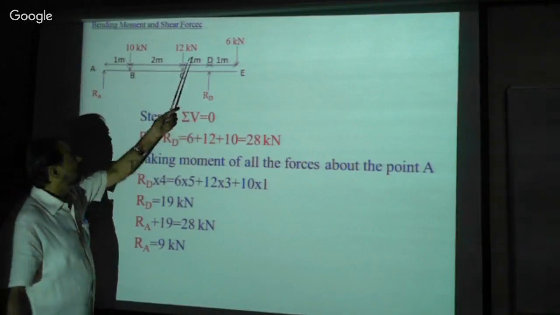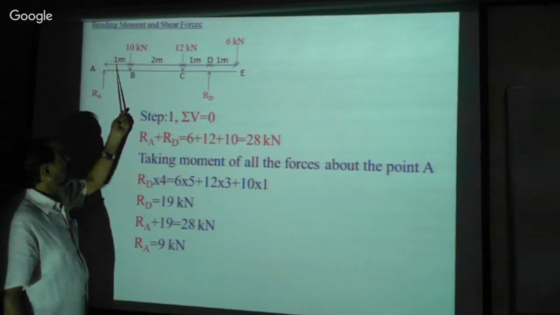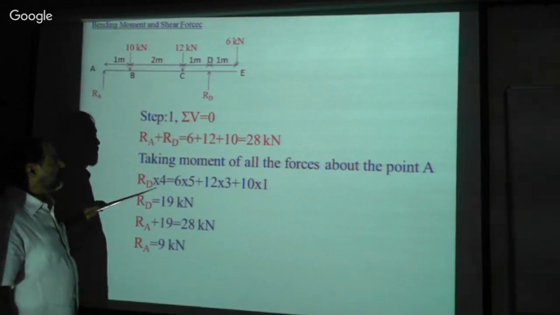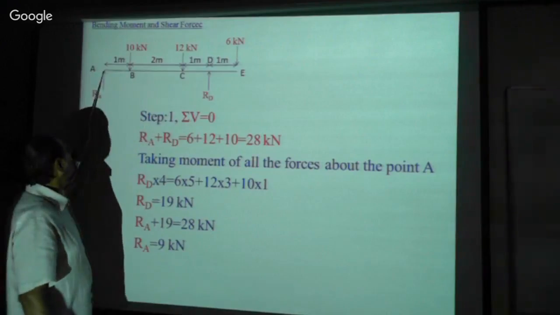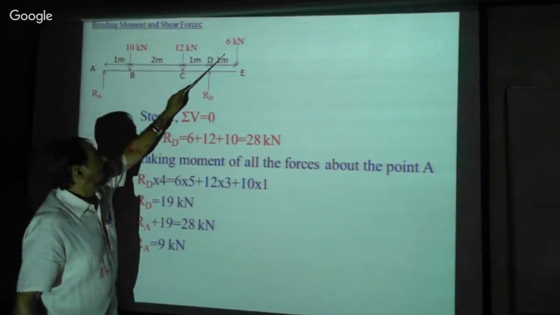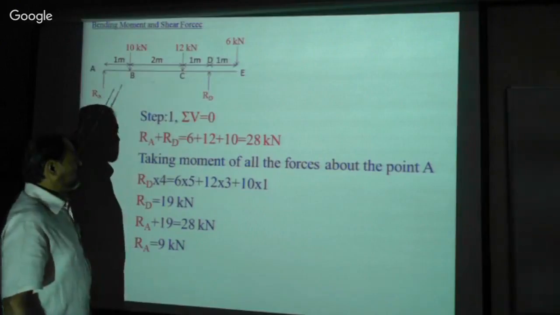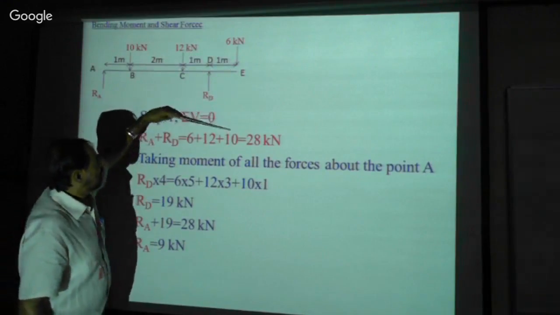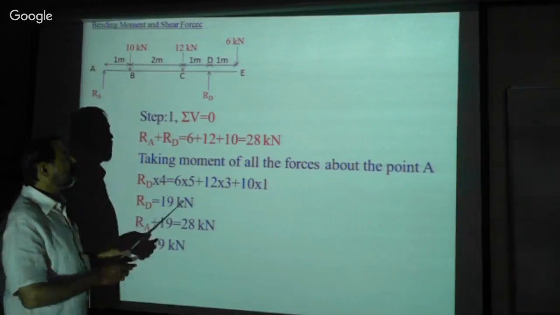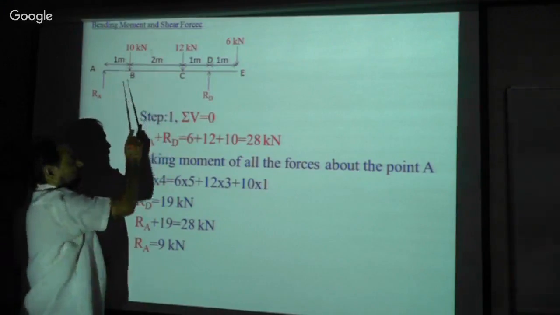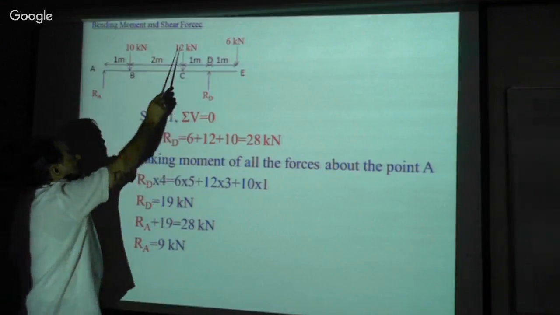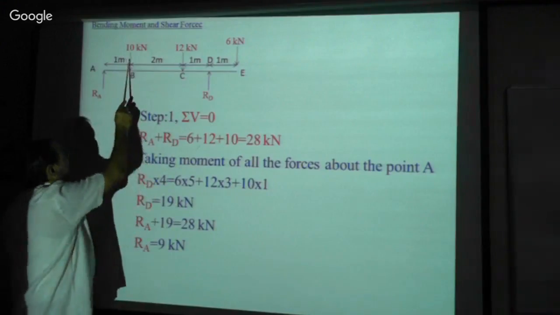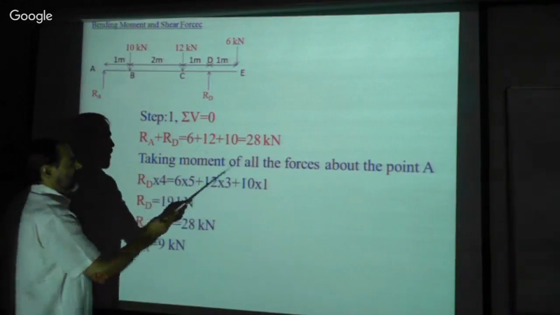Rd multiplied by the distance, which is 4 meters, 2 plus 1 plus 1. Therefore, Rd multiplied by 4 meters is equal to 6 multiplied by 5 meters, plus, because this also creates clockwise moment, 12 multiplied by 3, plus 10 multiplied by 1. Isn't it?